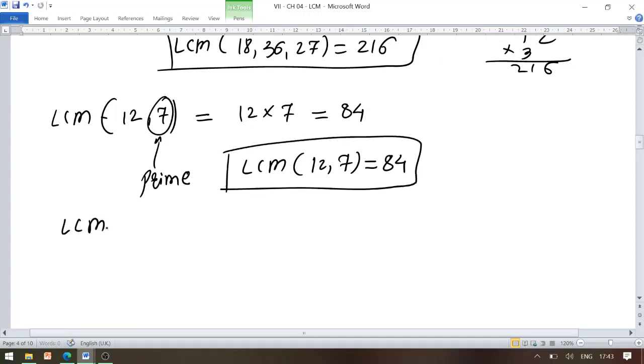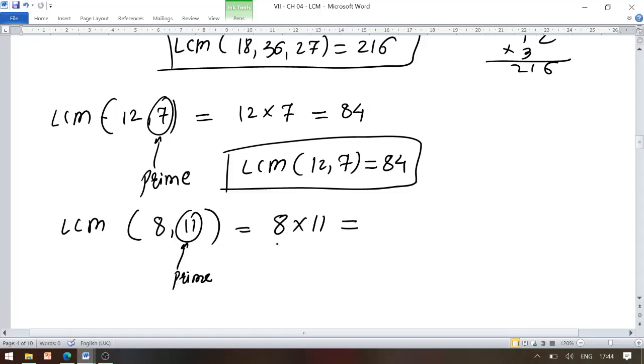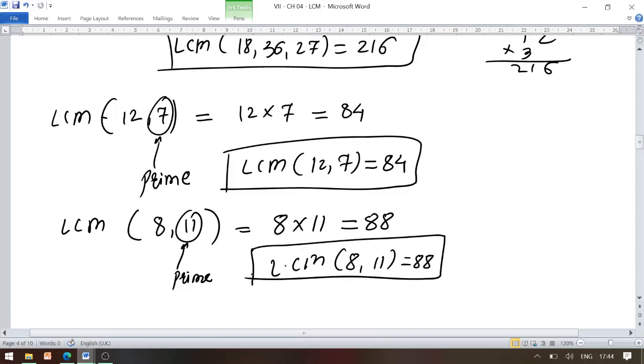Another example, suppose we have to evaluate the LCM of 8 and 11. Again 11 is a prime number. So the LCM is given by the direct multiplication of both numbers. 8 elevens, or we may say 11 eights, are 88. Therefore the LCM of 8 and 11 is 88. So let us try to write down practice set 13 yourself. Thank you.